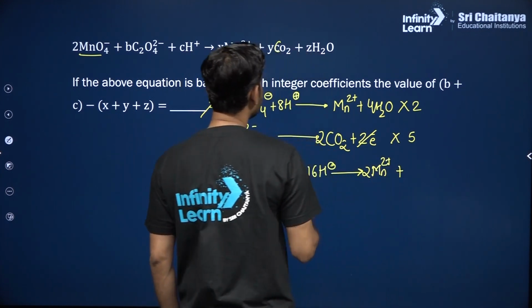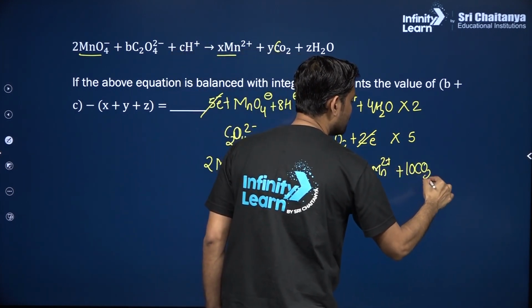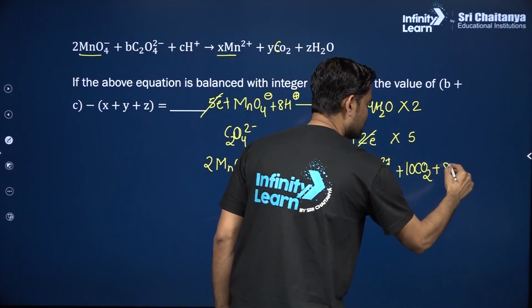Talking about CO2, that is Y, so it is 10 CO2 plus water. How much is water over here? 8 H2O.